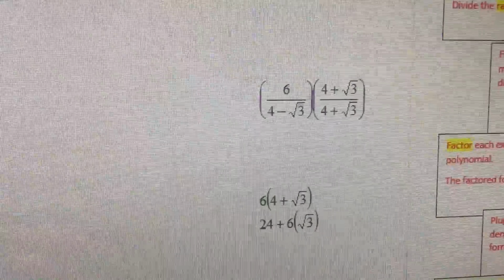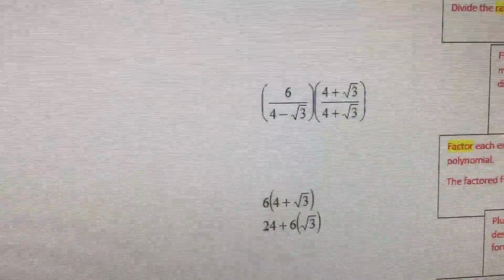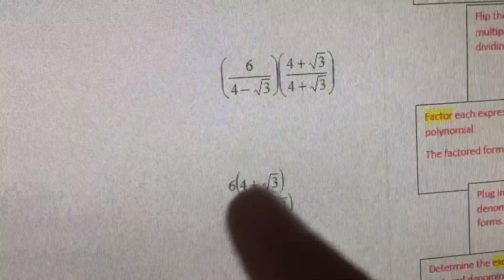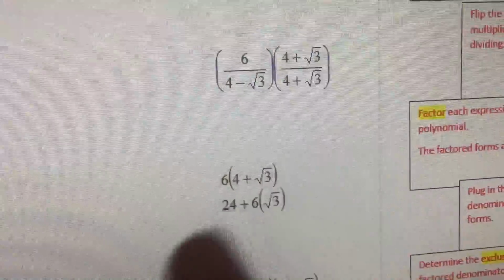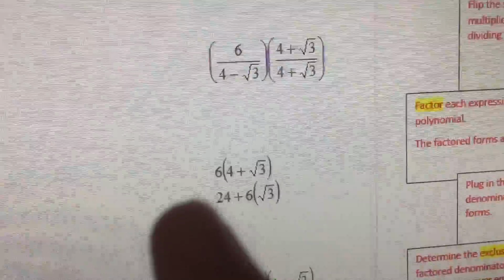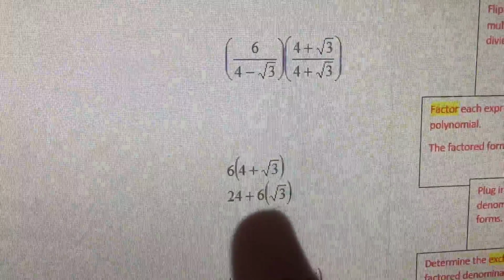So usually this is a big issue because people will multiply the 6 to the 4 but not the 6 to the root 3, or the 6 to the root 3 and not the 6 to the 4. You have to make sure that you multiply it to both. So that's where I got 24 plus 6 root 3. Make sure you get both of those.